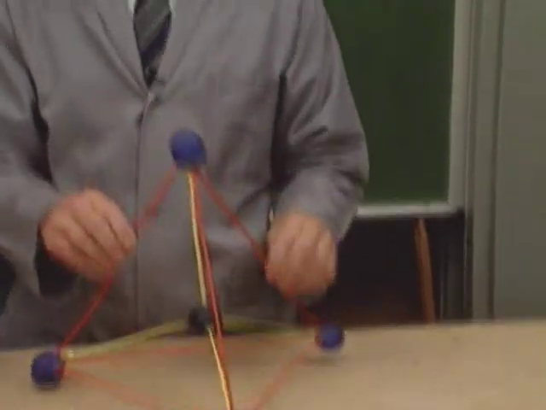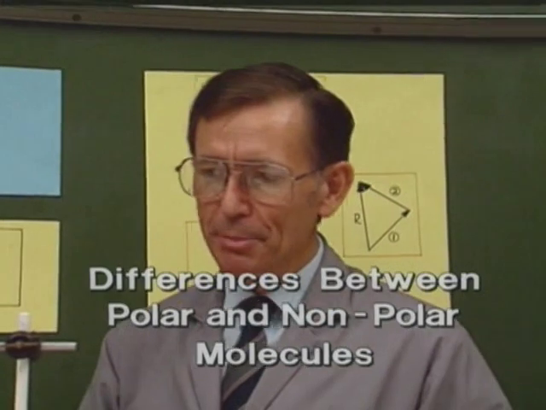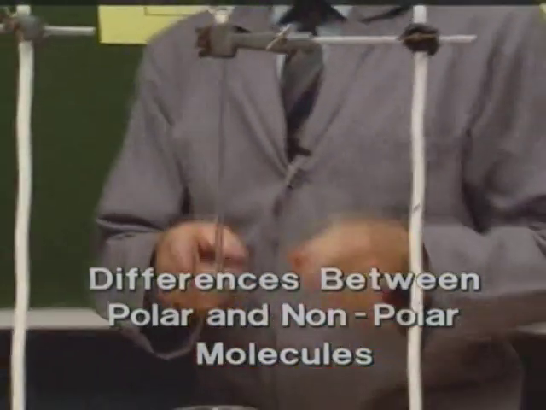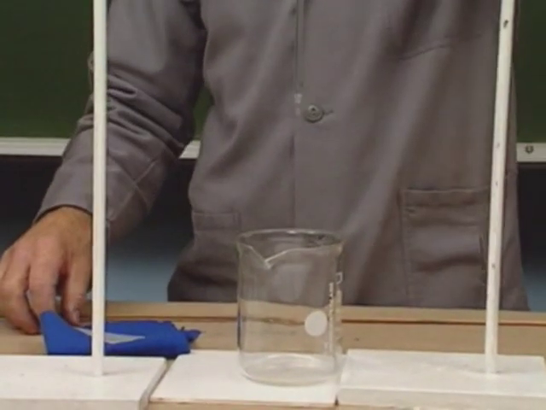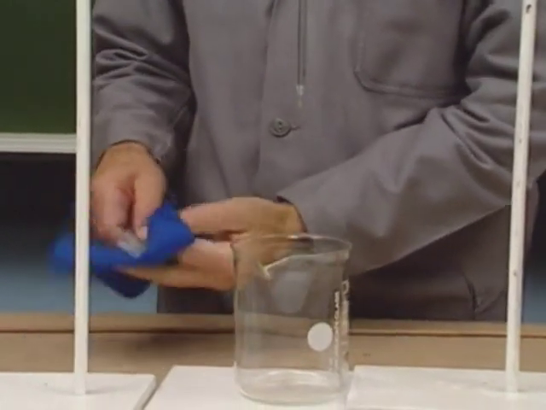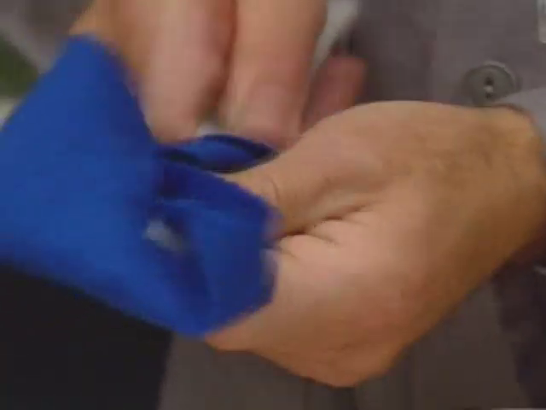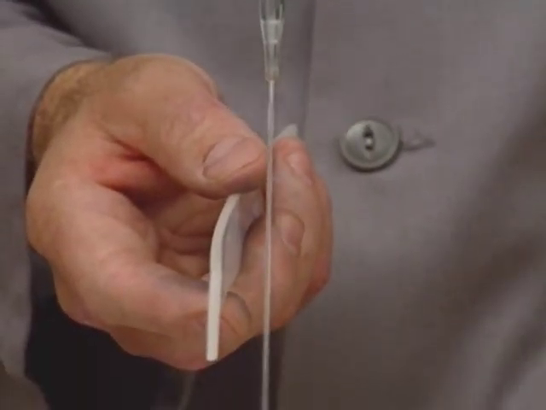Polar. Let us illustrate the difference between polar and non-polar molecules with a little experiment. Over here I have a pipette filled with carbon tetrachloride. I'm going to allow a current of carbon tetrachloride to run down, and then I charge this strip electrically by friction. And let's see if this carbon tetrachloride can be attracted by the strip or not. Can you see there's no attraction at all?